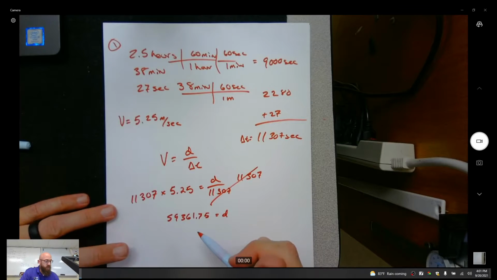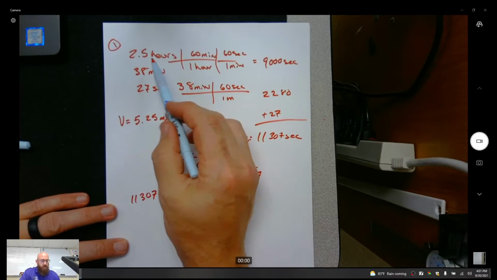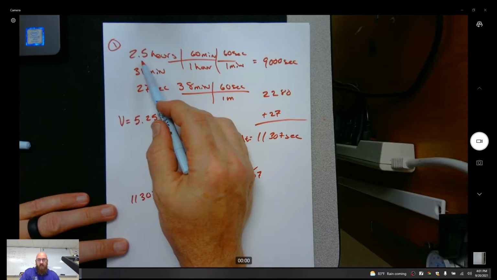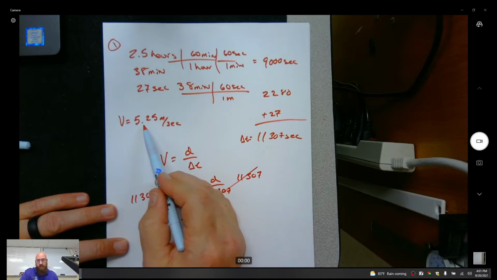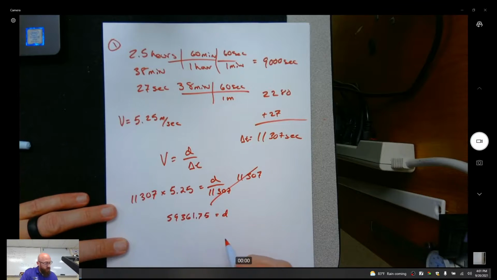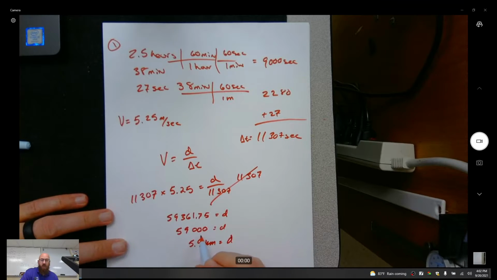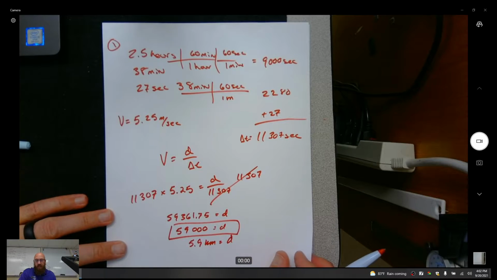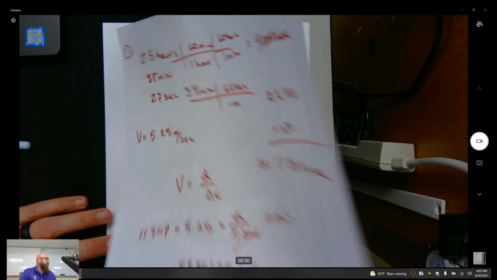But significant figures say I can't. I've got 2 in the start of every one of those numbers, I've got 3 there. The least is 2. So I've got to take this down to 59,000 equals my distance. If I wanted to, I could say 5.9 kilometers equals my distance, and that's even better. But I think the question at hand actually told you to leave it in meters. So again, take a look at that one.